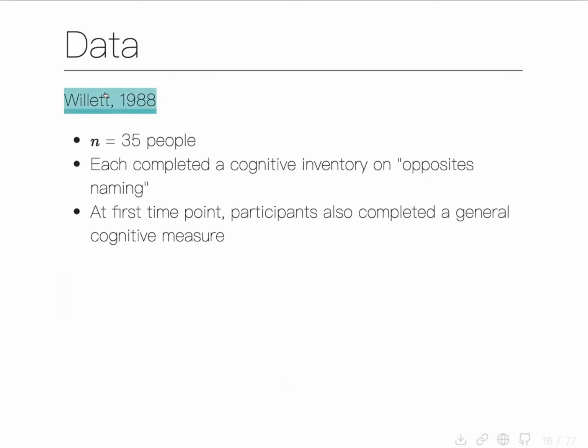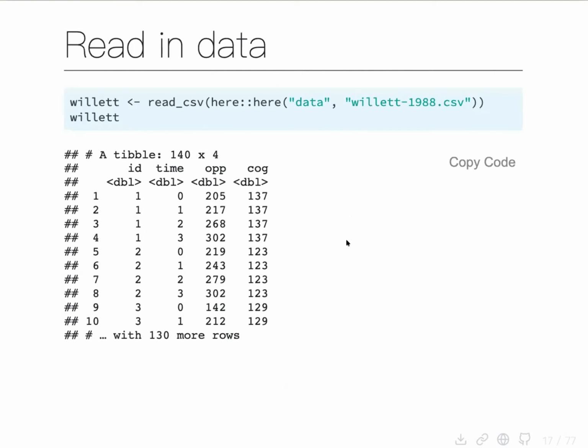Okay, so this is data from that book. The book isn't from 1988, but the data are. This is from a study from 1988. 35 people completed a cognitive inventory on opposites naming, okay? And at the first time point, participants also completed a general cognitive measure, okay?